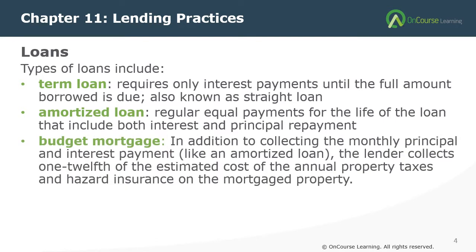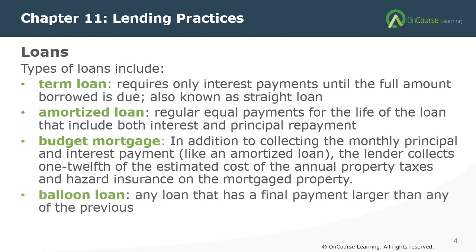A budget mortgage is one where not only does the lender collect monthly principal and interest payments, but the lender also collects 1/12 of the annual property taxes and 1/12 of the hazard insurance premium on the mortgage property. This ensures that the collateral for the lender is protected from a property tax lien if the taxes are not paid, and it also protects against financial loss associated with a hazard or peril.